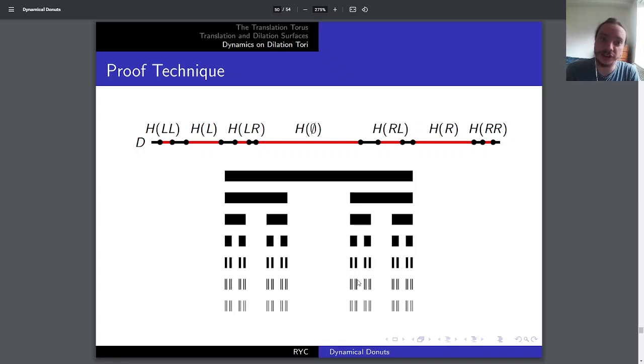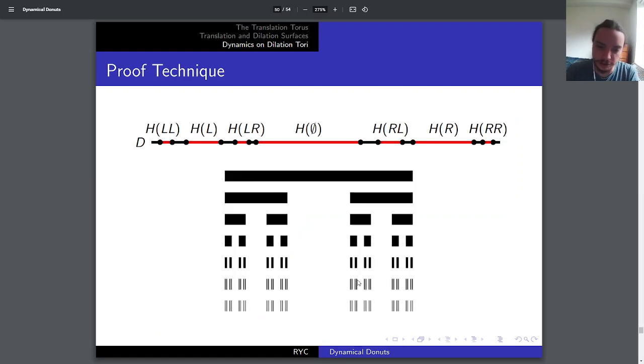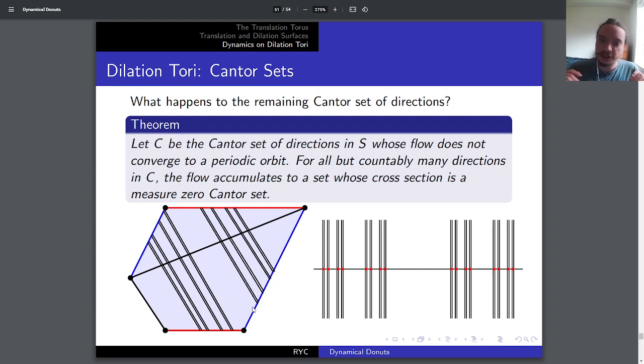So that's what the proof looks like. The really crazy thing happens when we ask the question, what happens to those directions? So we have all these directions here, and we want to know what happens in those directions too. I mean, we know in the other directions that we're going to converge to a periodic orbit, but what's going to happen if you move in one of these Cantor set directions? The crazy thing is that they themselves will converge to Cantor sets. And this is a totally unrelated Cantor set. It comes out of seemingly nowhere.